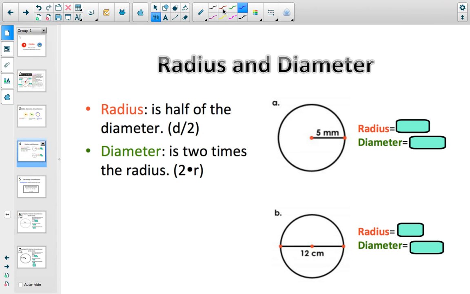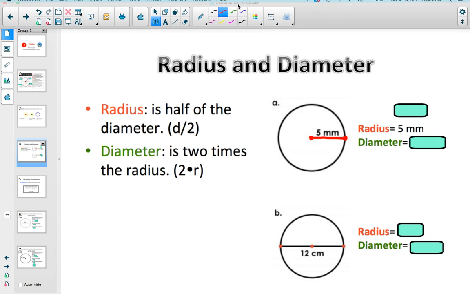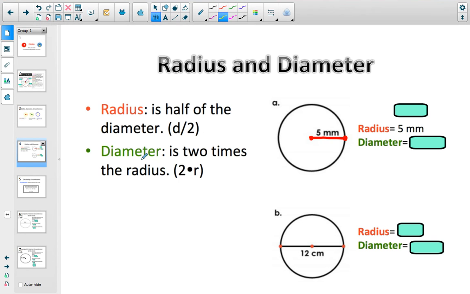So in example A, we're given this segment here that goes from the center to the edge. And it's 5 millimeters here. So is this the radius or the diameter? If it's going from the center to the edge, this is the radius. So our radius is 5. Now we know the radius. Let's find the diameter. If we want to find the diameter, we need to do 2 times the radius. So we would be doing 5 times 2. The diameter is 10. Great.